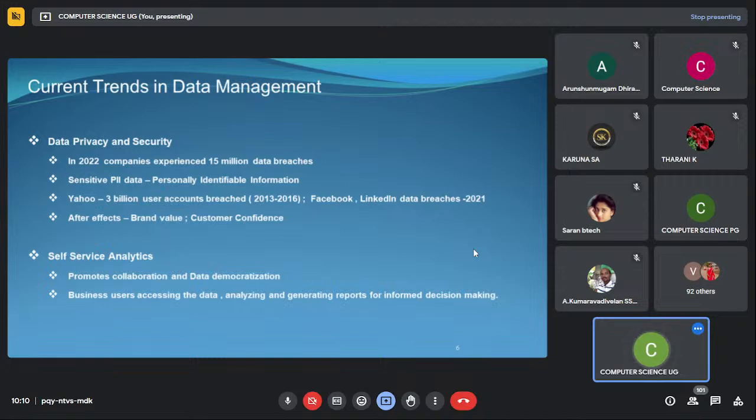Sensitive PII data, personally identifiable data, like your Aadhaar card, PAN card, your phone number, your address, all the main personal details. There's a big community who can just go and get the data. Yahoo, for example, is the biggest data breach, with 3 billion user accounts breached. So it was totally in a mess. And last year there was a big data breach at Facebook and LinkedIn as well.